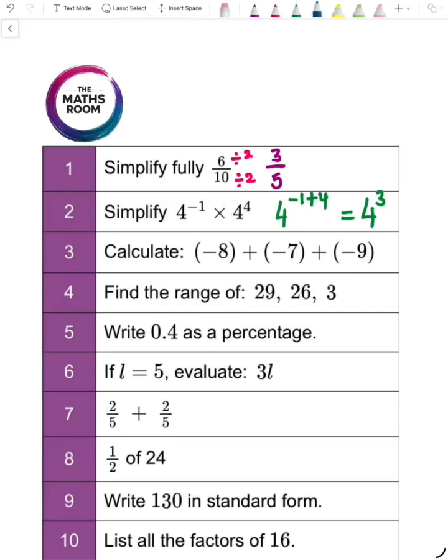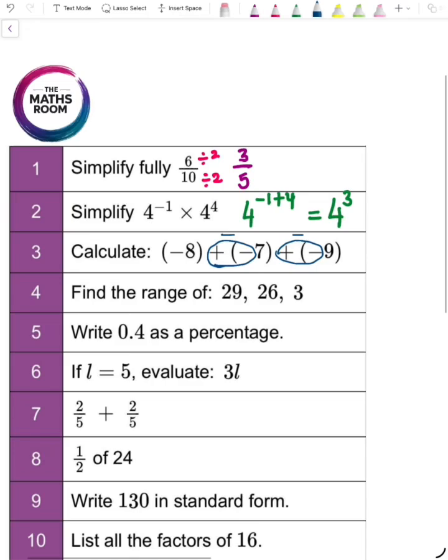When we've got the add and subtract next to each other, we know we are taking away. So it's 8 take away 7. So we're going further into the negative. -8 take away 7 would give me -15. -15 take away 9 will give me -24. So my answer for this one is -24.